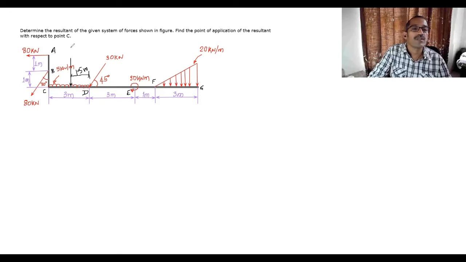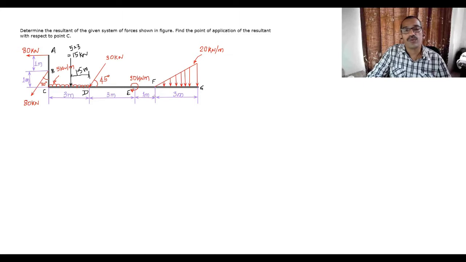Magnitude of this load is W into L. W is 5 kilonewton per meter, and L is 3 meter. That means this load is 15 kilonewton. Okay, simple.